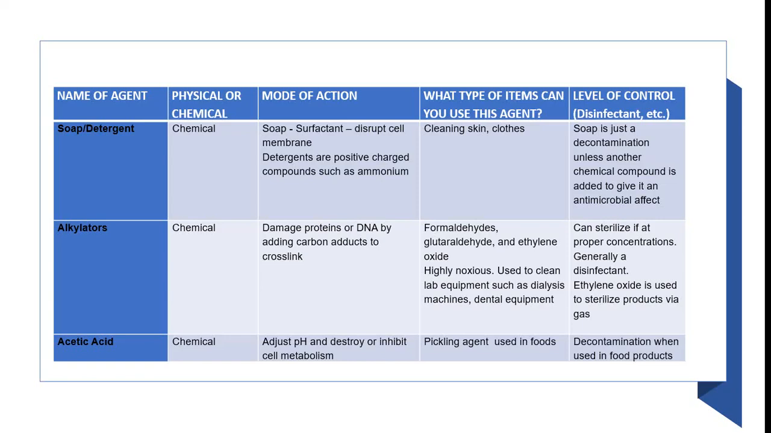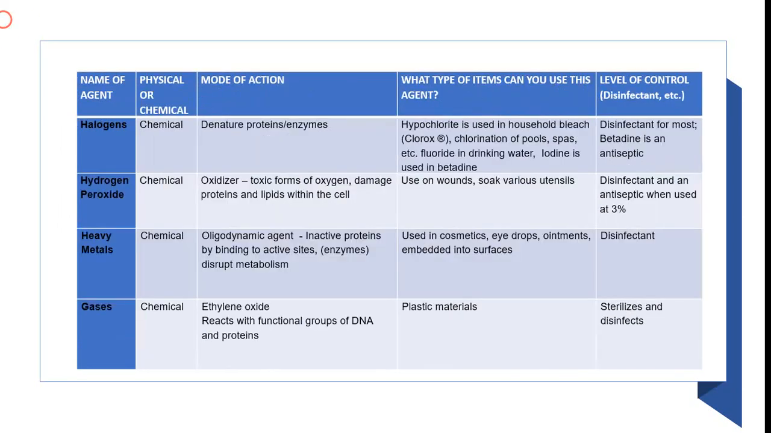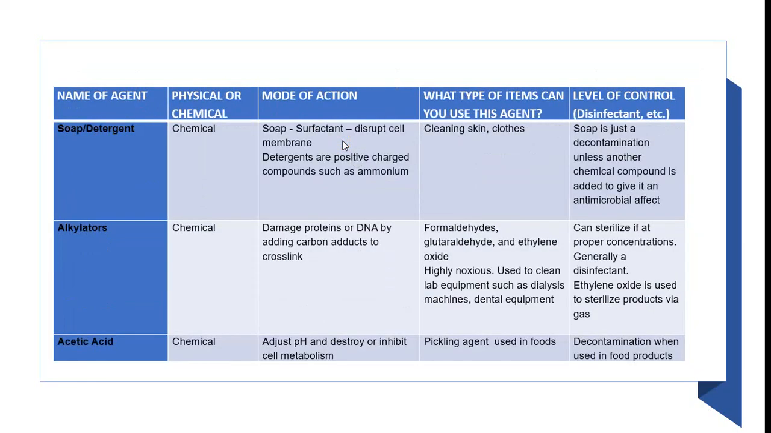Well, when you have a soap or detergent that says it's killing microbes or has an antimicrobial effect, that's because of the chemical compound that may be added to it. So it may be a heavy metal, it may be a halogen, but there's been another chemical compound added to the soap that gives it that antimicrobial effect. Soap on its own is a decontamination method because of its surfactant abilities.